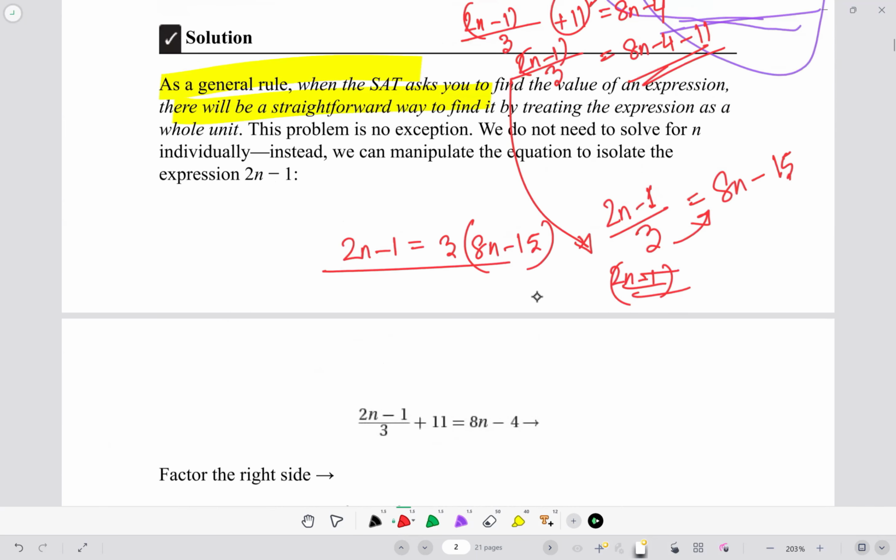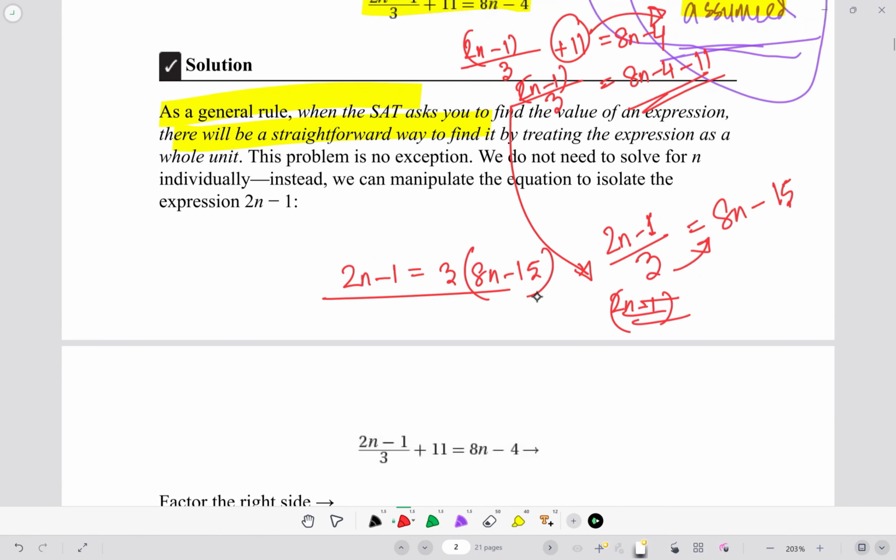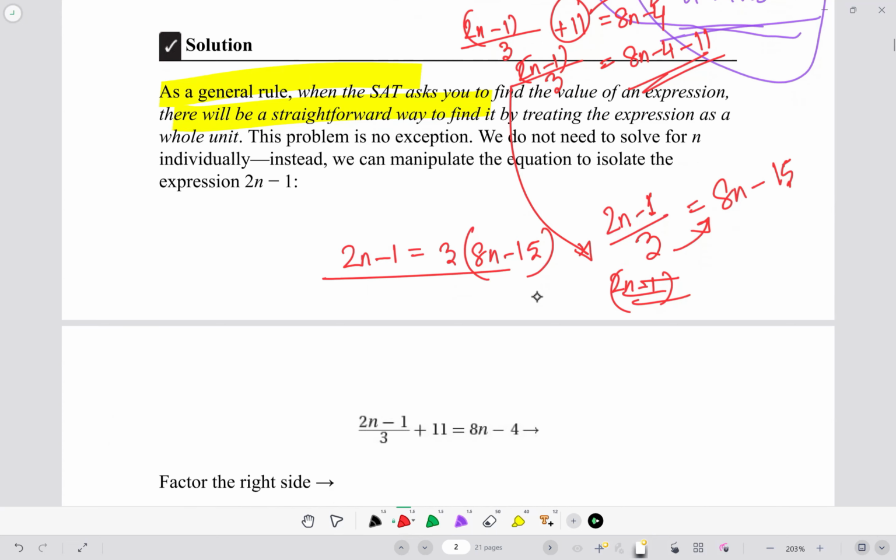I think they're just trying to tell you the problem is no exception. As a general rule, when SAT asks you to find the value of an expression, there will be a straightforward way to find it by treating the expression as a whole unit. The problem is no exception. We don't need to solve for n individually. Instead, we can manipulate the equation to isolate the expression 2n minus 1.